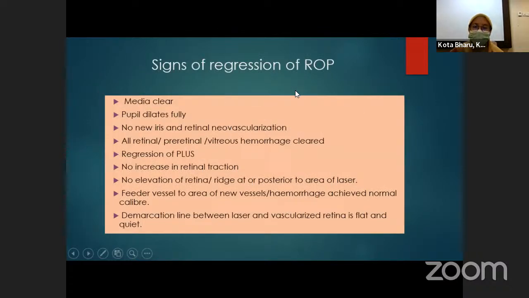This is the signs of how we see that the ROP has regressed. When the media is clear, the pupil can fully dilate. There is no new iris or retinal neovascularization, or pre-retinal or vitreous hemorrhage, there is clearing up and regression of the plus, and also regression of other signs such as the demarcation line, ridge, or all the signs that I mentioned previously.